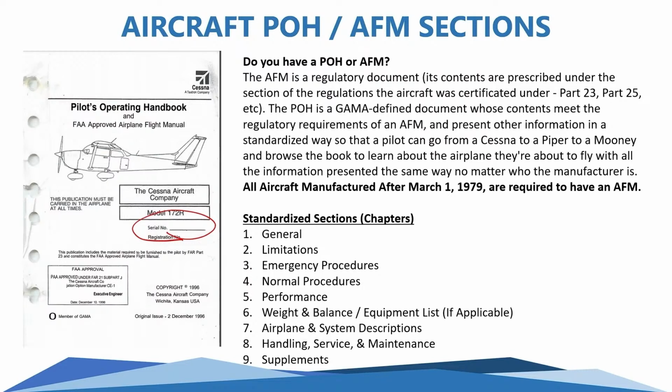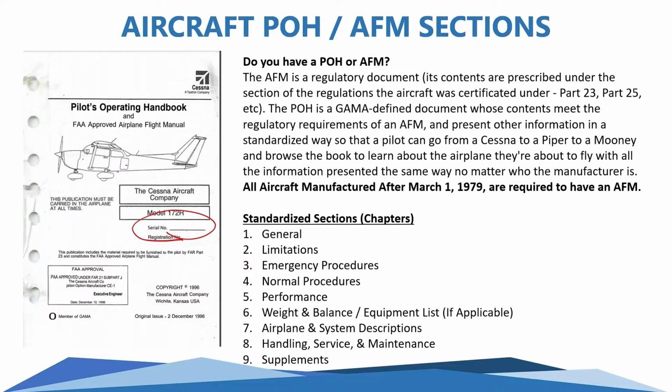And the POH is what we call a GAMA-defined document, whose contents meet the regulatory requirements of an approved flight manual and present other information in a standardized way, so that a pilot can go from a Cessna to a Piper to a Mooney and browse the book to learn about the airplane that you're actually flying. Okay.